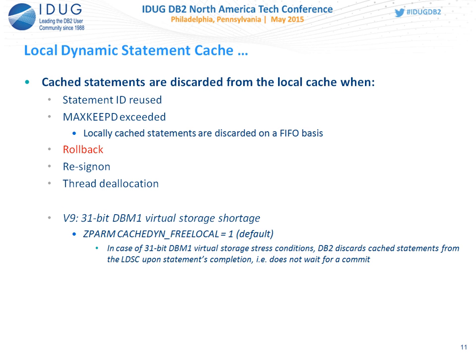OK, so what are the limits here? We'll lose it if the statement ID is reused. So it's an integer value. So if you roll past 2 billion, we'll get rid of it. Max keep D, this is your number, right? You specified in ZPARM.